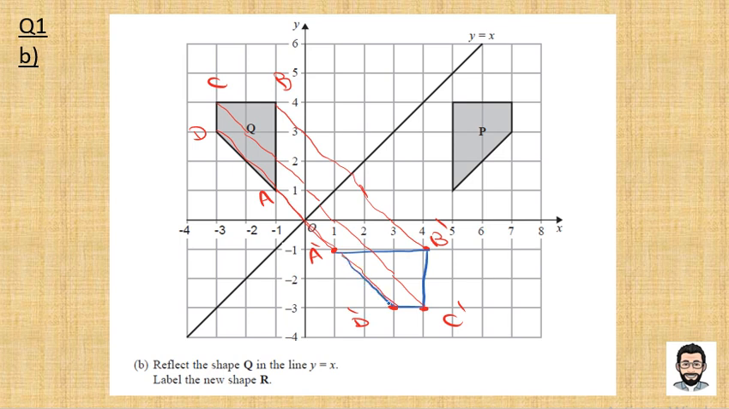Okay. What are you gonna write inside it? He said label the new shape R. So I'm going to write R inside it. Okay. Next one.